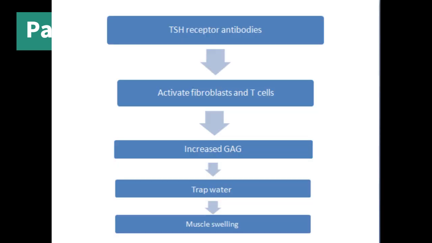Now, hyperthyroidism is not the only symptom that they cause, because these TSH receptor antibodies can also activate fibroblasts and T cells. These activated fibroblasts and T cells lead to an increase in the production of glycosaminoglycans, which are substances which trap water. And if water gets trapped in the soft tissues, it will lead to swelling of the muscles as well as the soft tissues. This causes the second set of symptoms in Graves' disease. And these symptoms are specific to Graves' disease. They will not be seen in any other condition which involves hyperthyroidism.